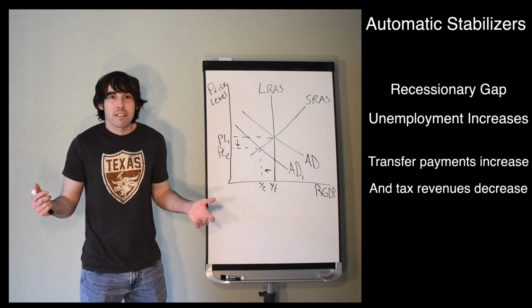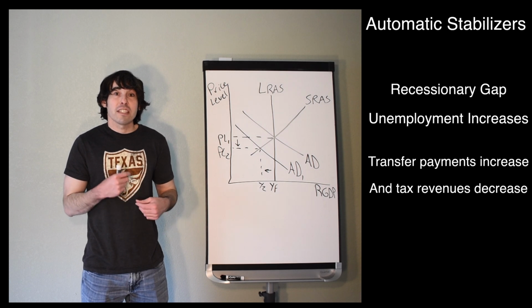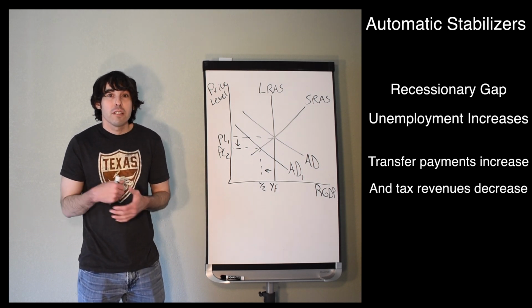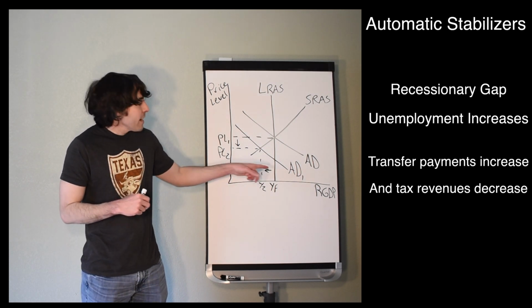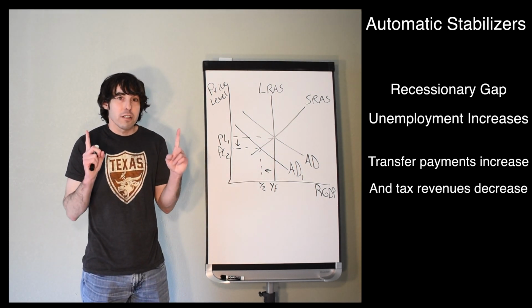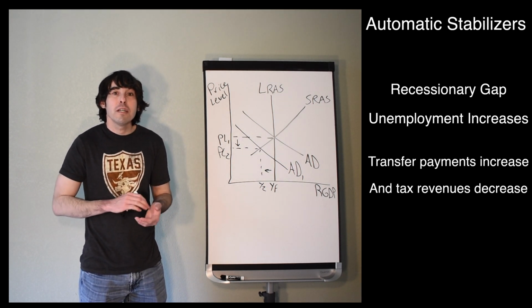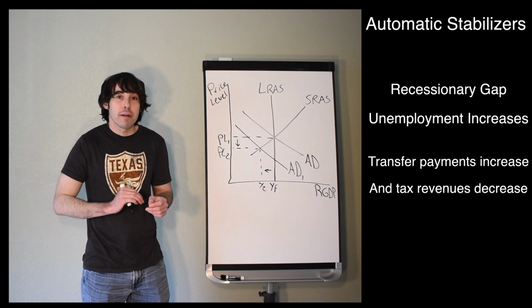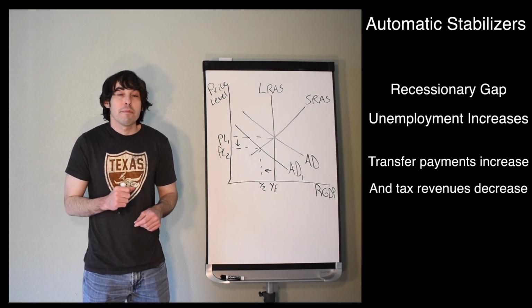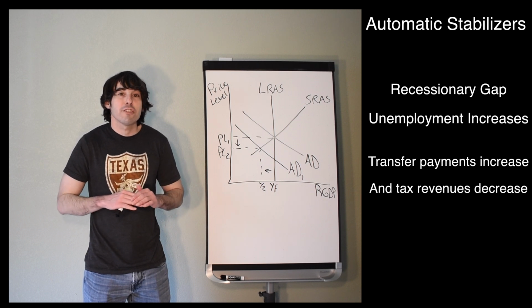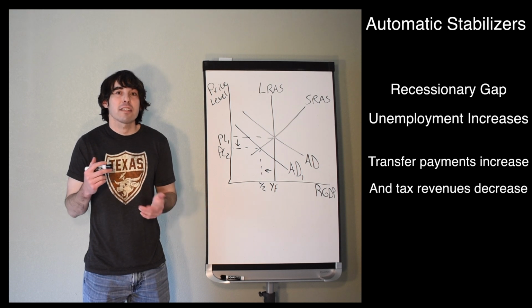So how is this increase in unemployment going to affect automatic stabilizers? Remember, automatic stabilizers are things like transfer payments and tax revenues. So transfer payments, let's focus on unemployment benefits. Now that we've fallen into a recession, the unemployment rate is higher. People are going to qualify for unemployment benefits and start receiving them. So checks are going out, so the amount of money going out from the government is increasing. At the same time, now that the unemployment rate is increased, tax revenues are going to be decreasing.